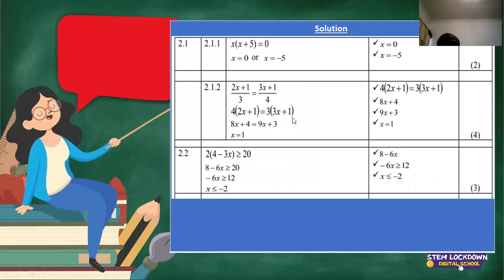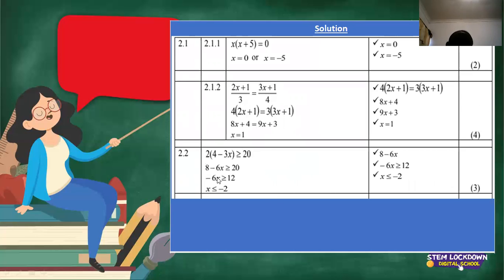Let's see the solution then. So this is what we have. The first thing to do is to open up the bracket. Open up the bracket, we'll have 8 minus 6x greater than or equals to 20. Then you move the 8 over. So negative 6x is greater than or equals to 20 minus 8, which is 12.